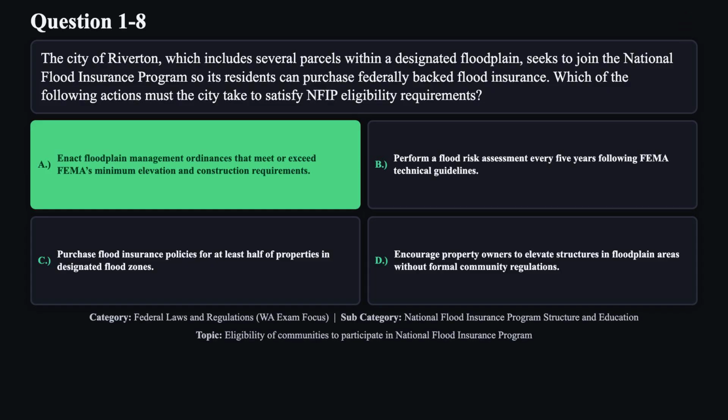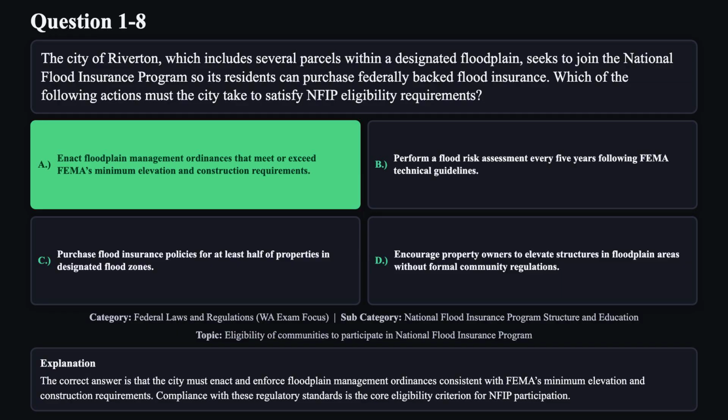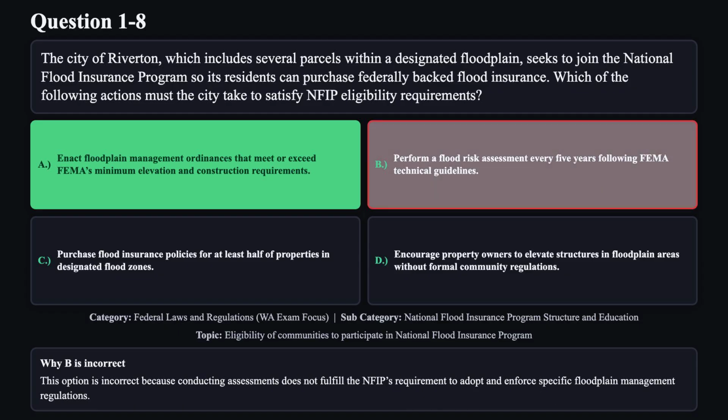The correct answer is A. The correct answer is that the city must enact and enforce floodplain management ordinances consistent with FEMA's minimum elevation and construction requirements. Compliance with these regulatory standards is the core eligibility criterion for NFIP participation. Reason B is not correct. This option is incorrect because conducting assessments does not fulfill the NFIP's requirement to adopt and enforce specific floodplain management regulations.